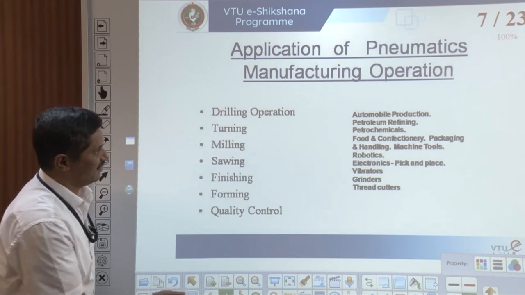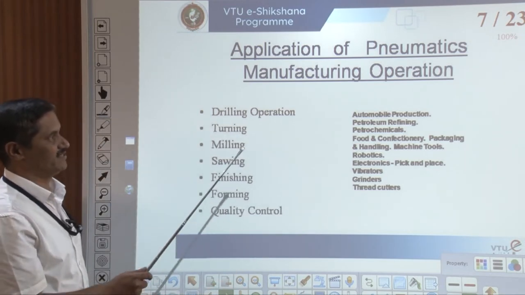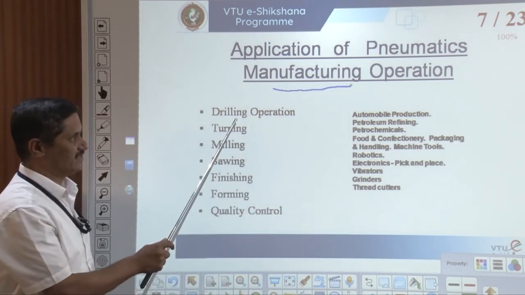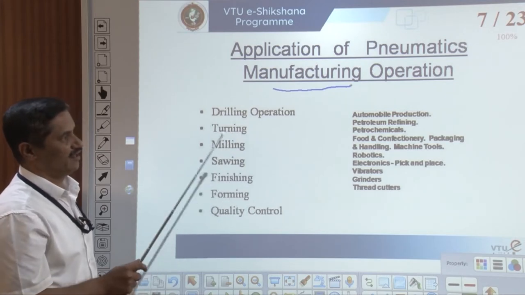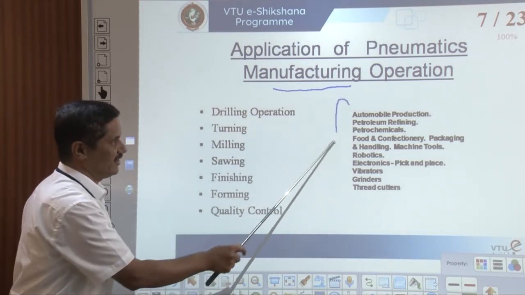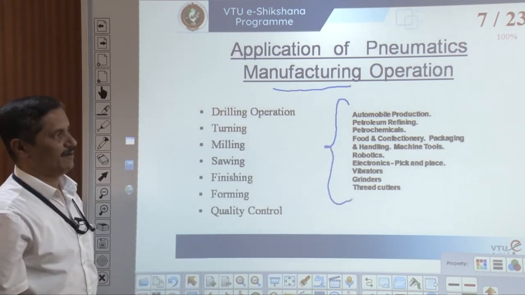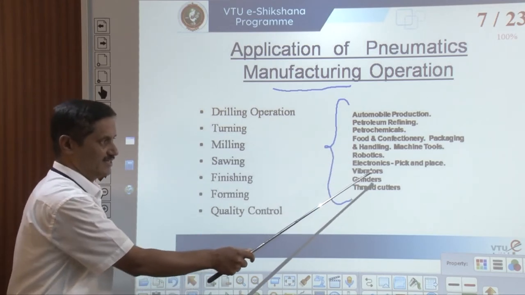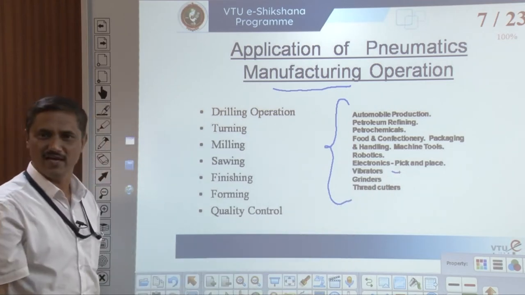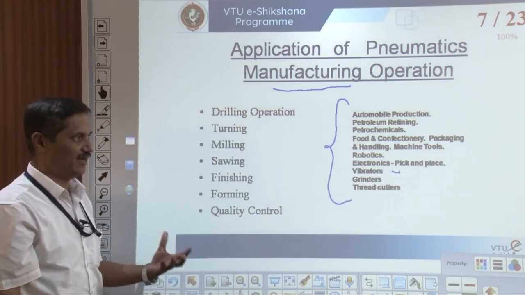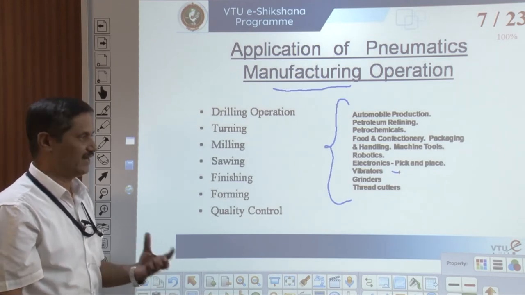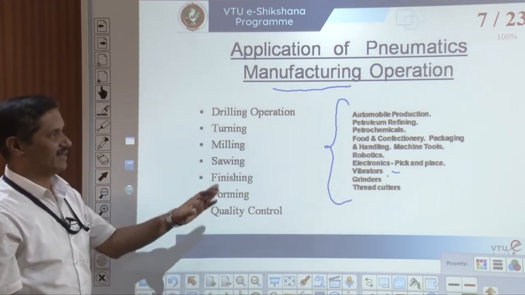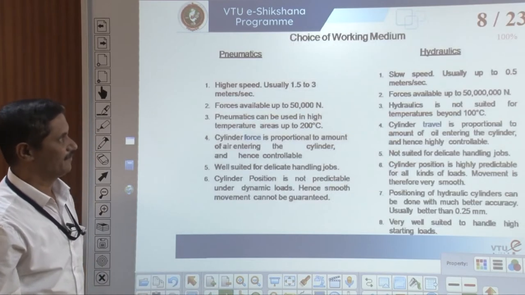A few more applications with respect to manufacturing operations: you can do operations like drilling, turning, milling, sawing. The companies that come under these kinds of applications are automobile production, petroleum, petrochemical, food, robotics, and vibrators, especially few of the vibrators use air to vibrate and do deburring of metals. Grinders and thread cutters, a lot of applications we can find on the industry side.